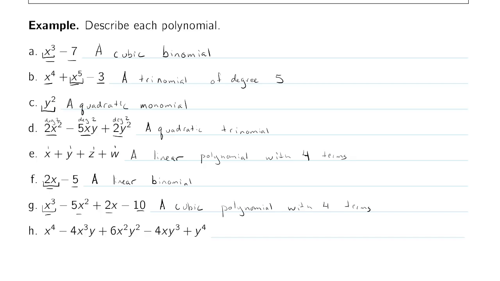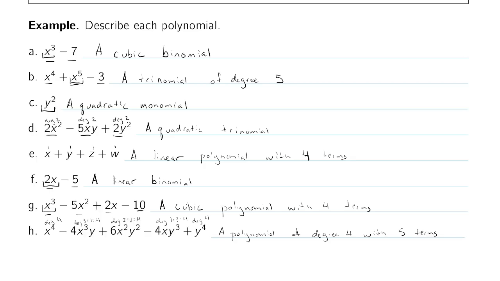Okay, one more. Here the degree is 4. The degree is 3 plus 1 is 4. The degree is 2 plus 2 is 4. The degree is 1 plus 3 is 4. And finally, the degree is 4. So the degree of this polynomial is 4, and it has 5 terms. And so we'll just say a polynomial of degree 4 with 5 terms. And that's really all we can say.